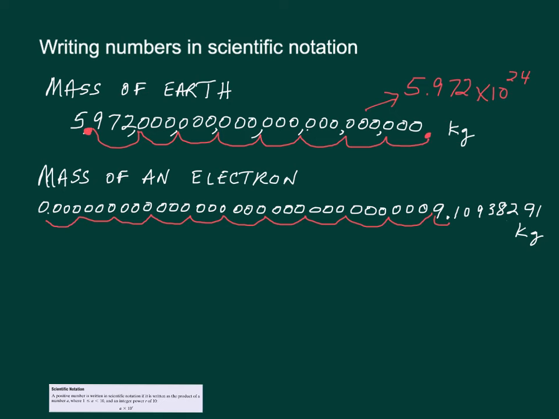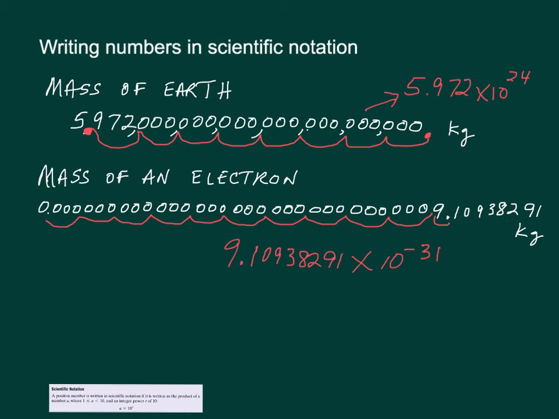So ultimately what we got was 9.10938291, if you want, times 10 to the negative 31. And 10 to the negative 31, see, when you have a negative exponent, you know you're dealing with a really, really small number. So this is a very, very, very small number. Whereas the mass of the Earth up here is a very, very big number, so its exponent is positive. This one has a negative exponent.